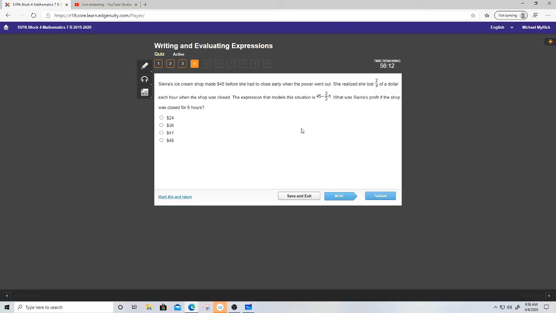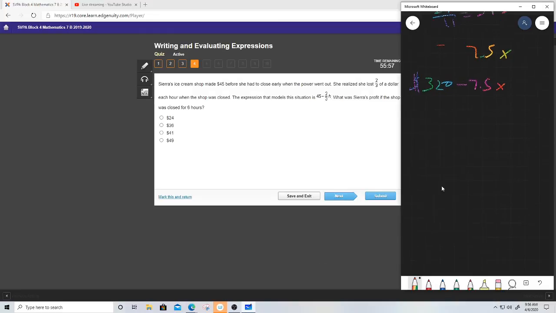Sierra's ice cream shop made $45 before she had to close early when the power went out. She realized that she lost 2/3 of $1 each hour when the shop was closed. The expression that models this is 45 minus 2/3 times the hours. What was Sierra's profit if the shop was closed for 6 hours? It's getting real, folks. Alright, so $45, minus 2/3, and then how long was her shop closed? 6 hours.